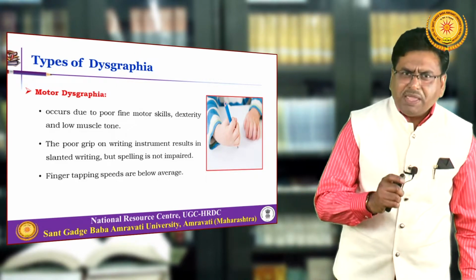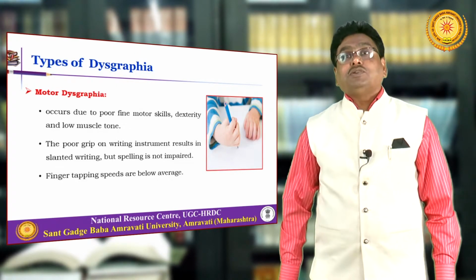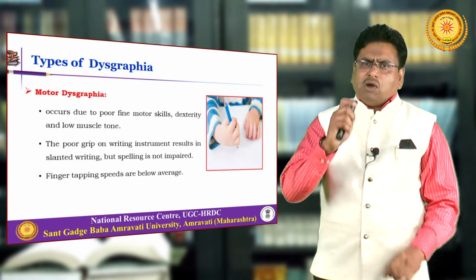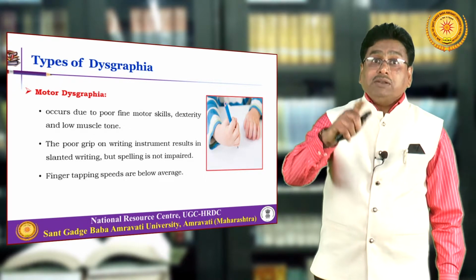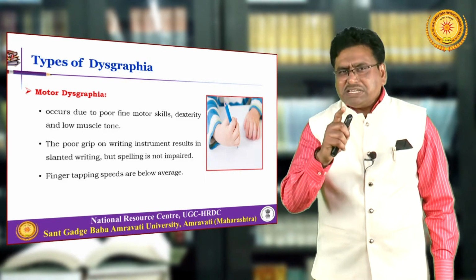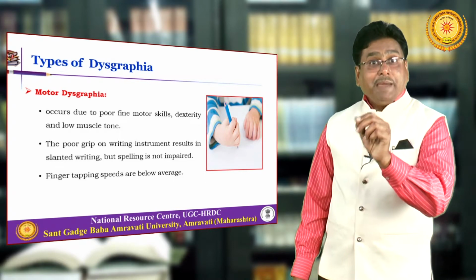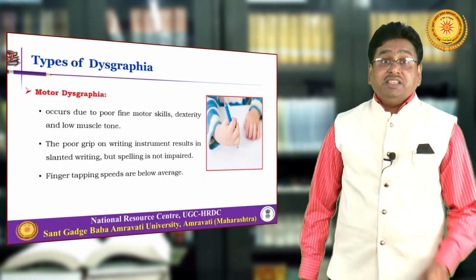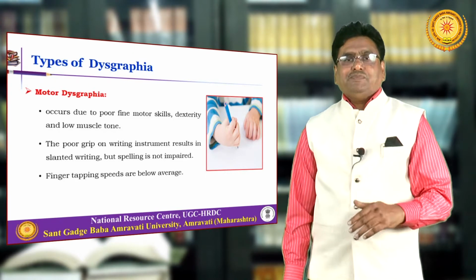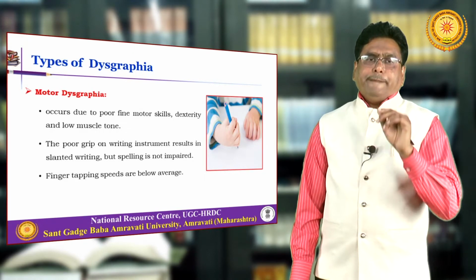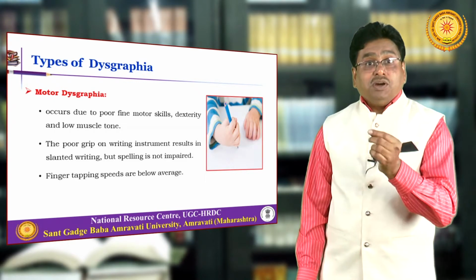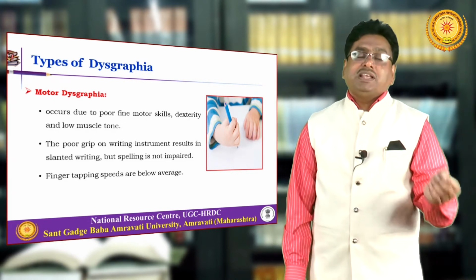The second type of dysgraphia is motor dysgraphia. Motor dysgraphia occurs due to poor fine motor skills, dexterity, and low muscle tone. Written work is often poor to illegible, both when copied or original. Letter formation can be done well through extreme effort and a long time. The poor grip on the writing instrument results in slanting writing, but spelling is not impaired. Finger tapping speeds are below average. Overall, their written work is poor to illegible even if copied from another document.